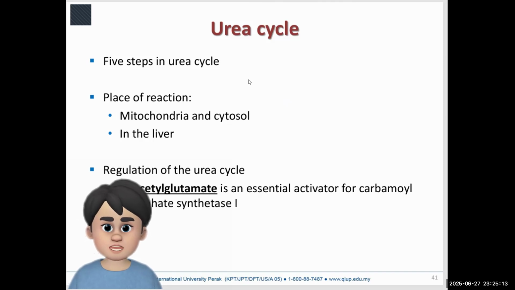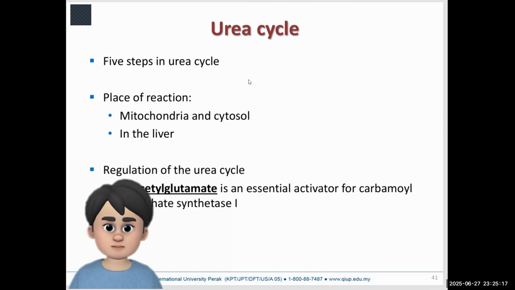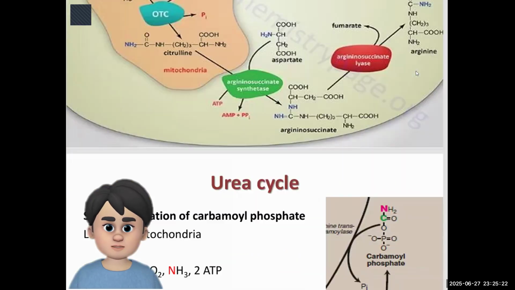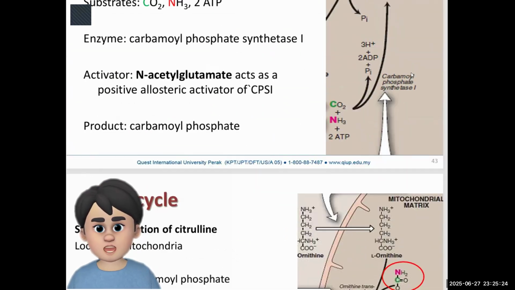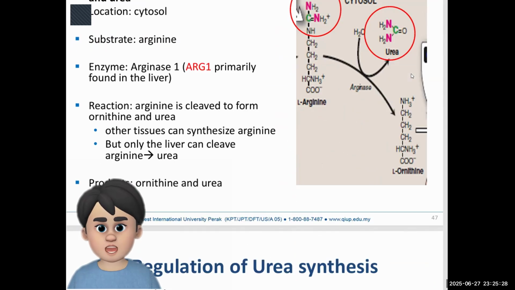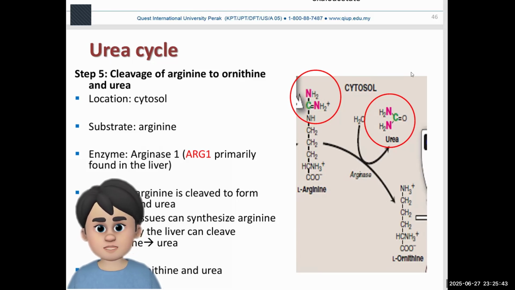Regarding regulation, N-acetyl glutamate is an essential activator for carbamoyl phosphate synthase. Then the urea cycle: step 1, step 2, step 3, step 4, step 5. The products are ornithine and urea. You also have to know arginine to urea, with the location cytosol. I explained these things.